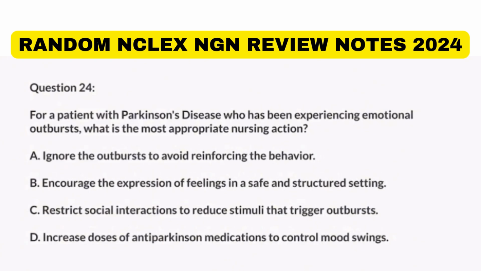Question 24. For a patient with Parkinson's disease who has been experiencing emotional outbursts, what is the most appropriate nursing action? A. Ignore the outbursts to avoid reinforcing the behavior. B. Encourage the expression of feelings in a safe and structured setting. C. Restrict social interactions to reduce stimuli that trigger outbursts. D. Increase doses of anti-Parkinson medications to control mood swings.